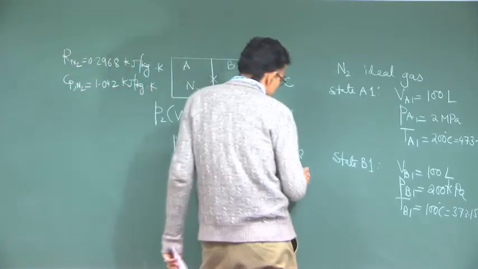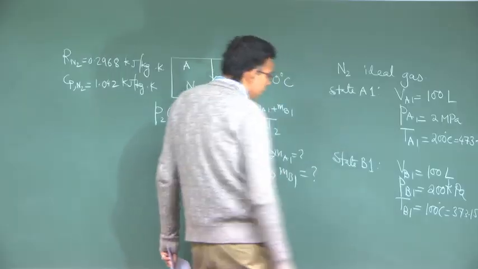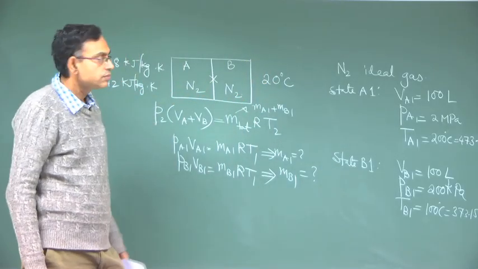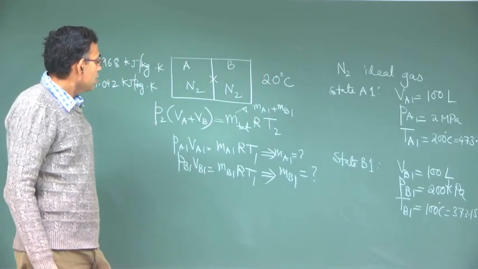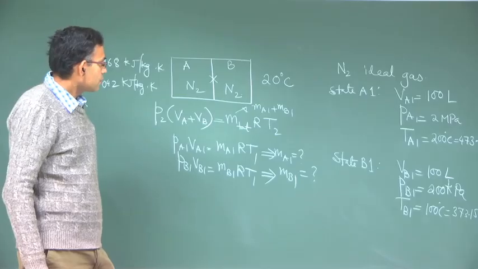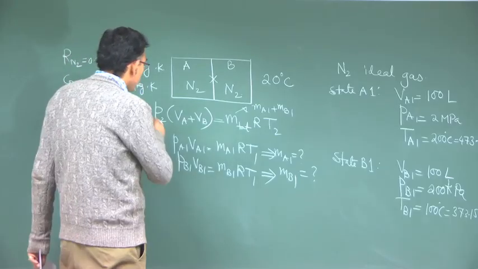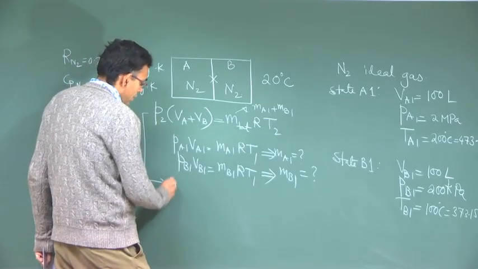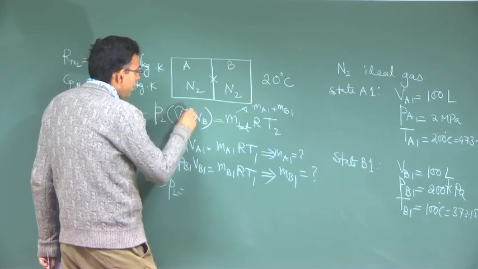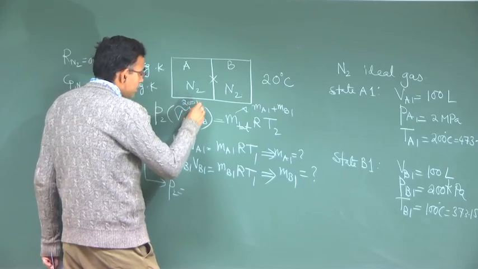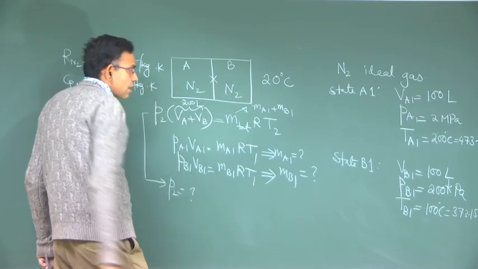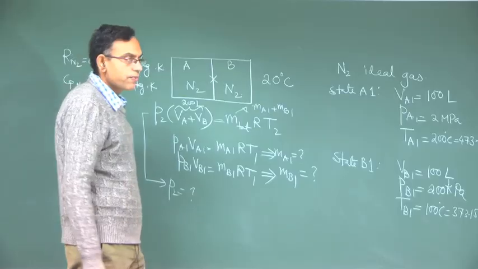So, once you have this Ma1 and Mb1, you can calculate P2 from here. This Va plus Vb is 200 liter. So, you now have P2.